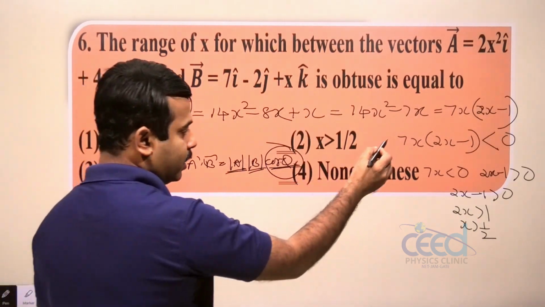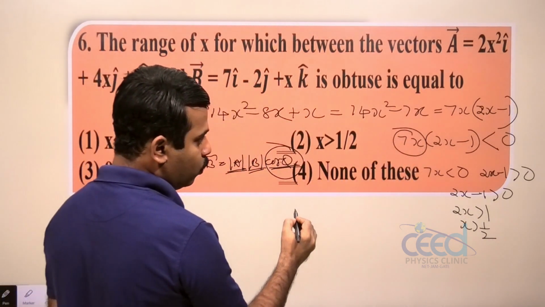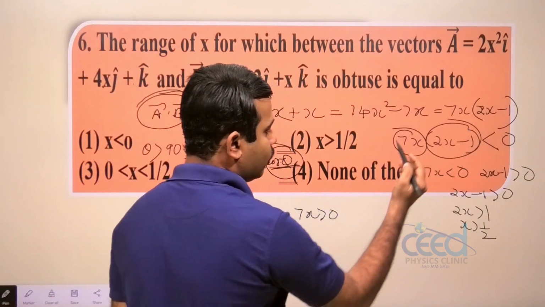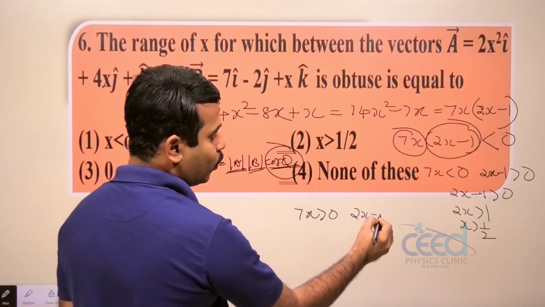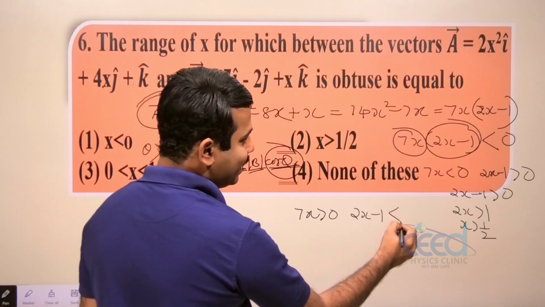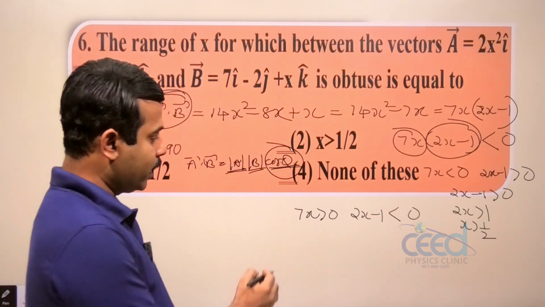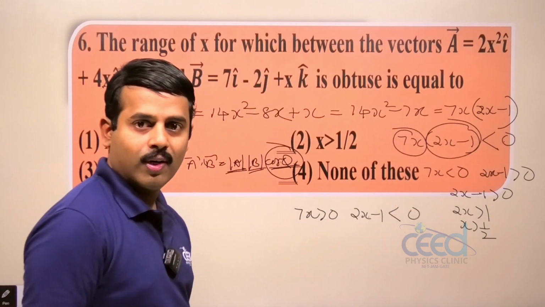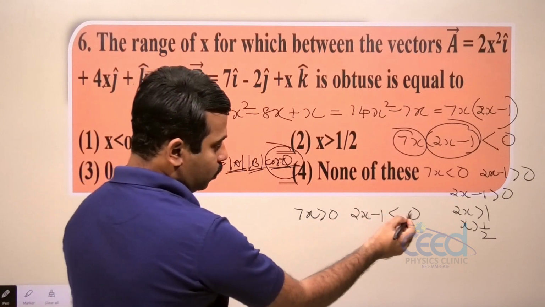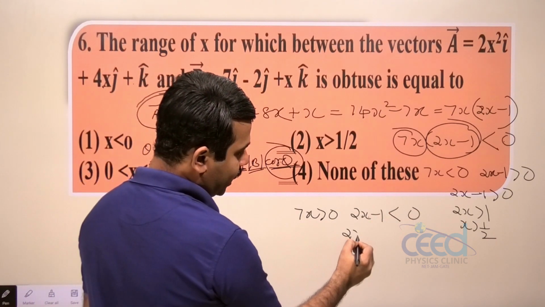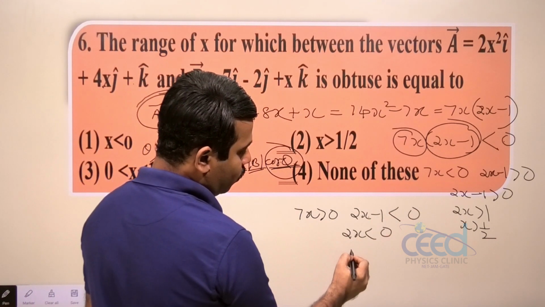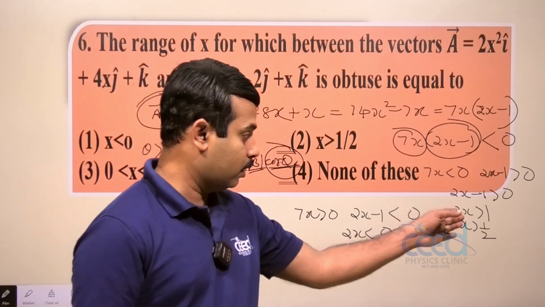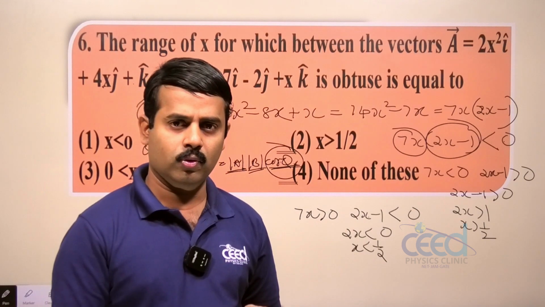Now another condition is there. Suppose 7x value is greater than 0. Then what about the 2x minus 1 value? 2x minus 1 value should be less than 0. Why? Their product should be negative. Then only less than 0 comes. Alright. Then what about this x value? 2x less than 1, x less than 1 by 2. What? x greater than 1 by 2, x less than 1 by 2.